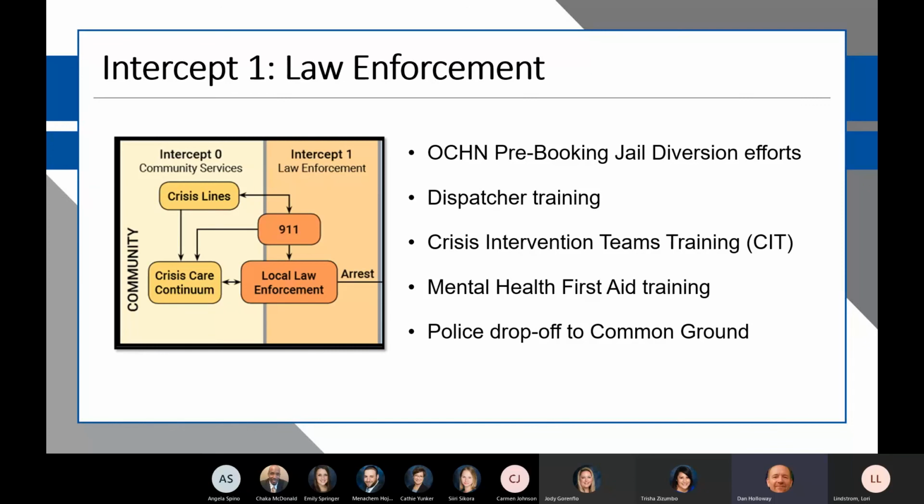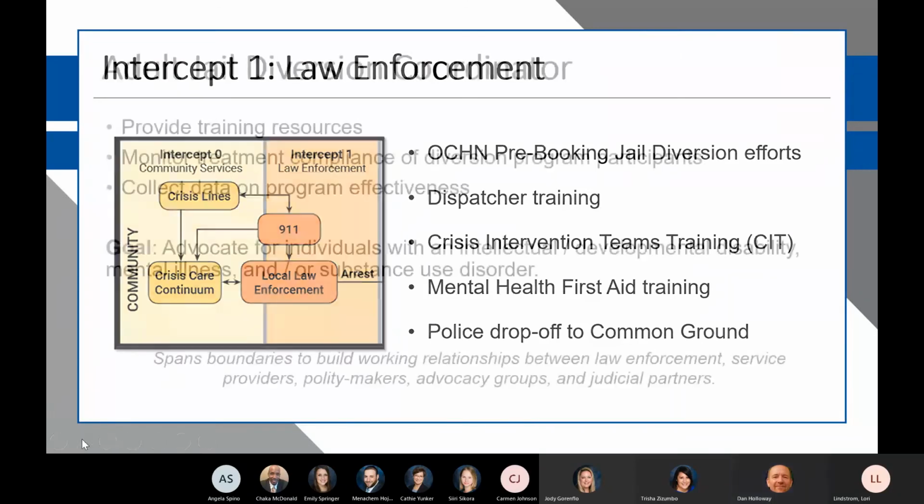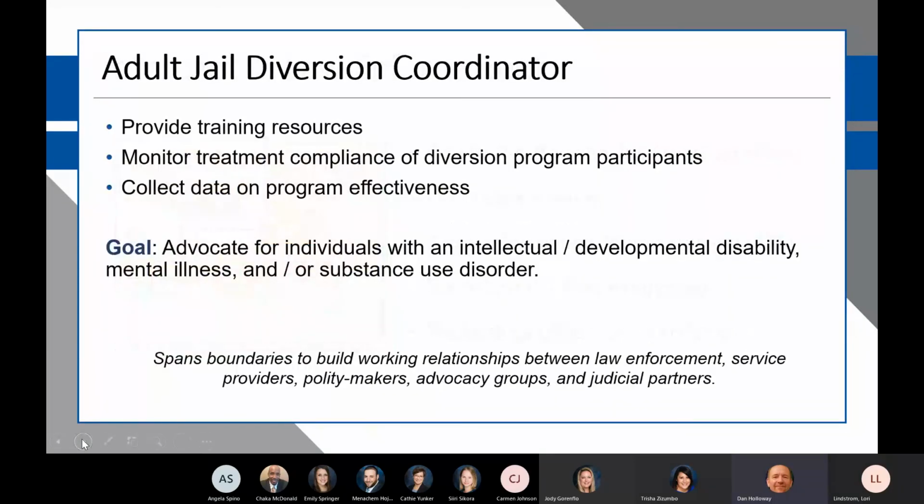And the more trainings officers get, because I know officers have gone through CIT and mental health first aid, when they're called to a scene, they're the officer in charge at that scene, and they're familiar with the system and the services and how to access them. So that's been really cool to see that happen too. And if we could switch to the next slide now, which should be slide 11, adult jail diversion coordinator responsibilities.